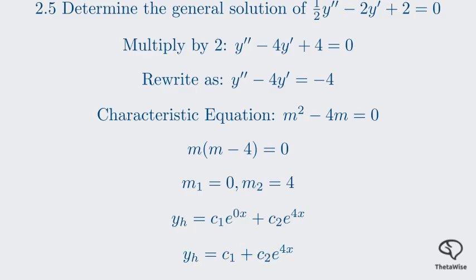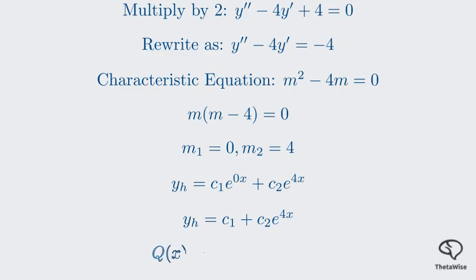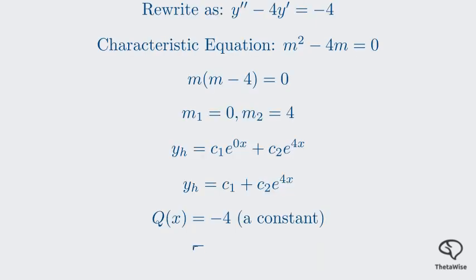Next, let's find the particular solution. Our non-homogeneous term q(x) is 4, which is a constant. We can think of it as a polynomial of degree 0. Our first instinct for a trial solution might be a constant, say, yp equals a.